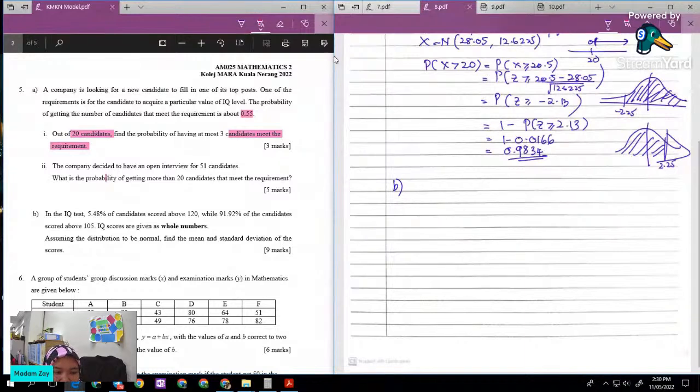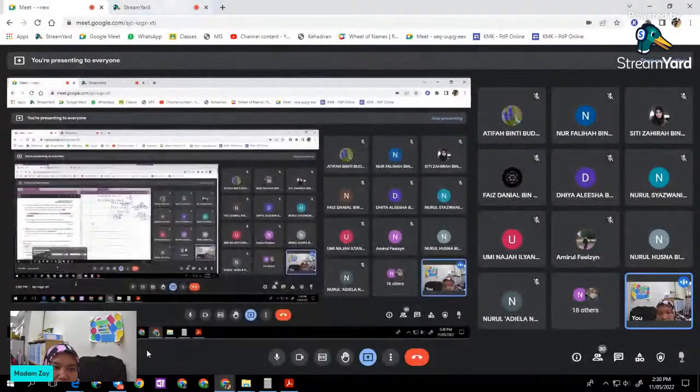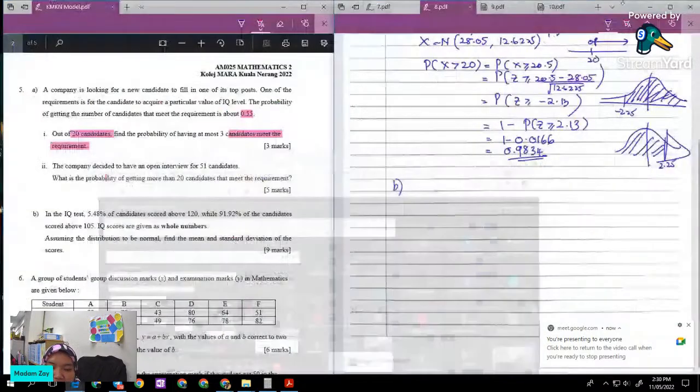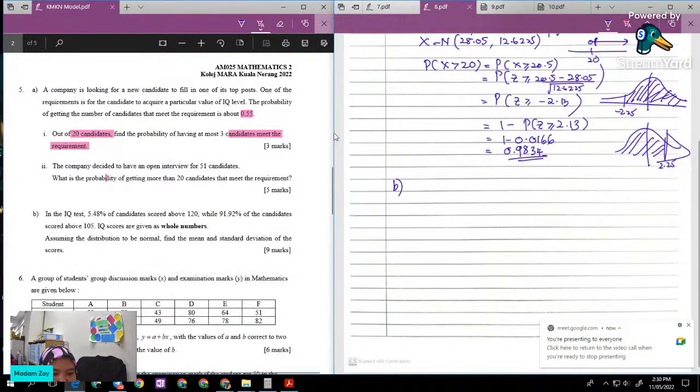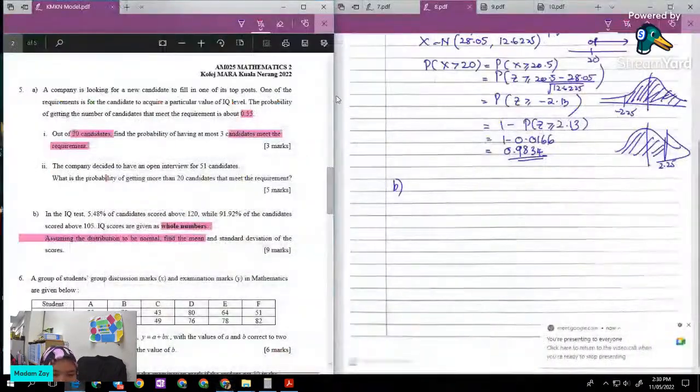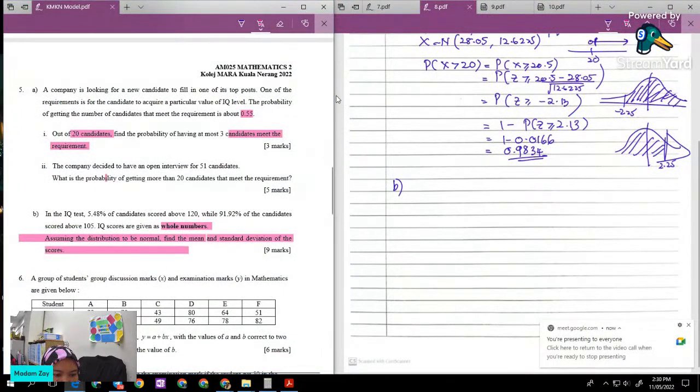Okay, so lepas tu soalan B. In the IQ test, 5.48% of candidates scored with above 120. Saya check sekejap. String dia okey tak? Okey. 5.48% candidate score above 120, while 91.92% of candidate score above 105. IQ scores are given as whole numbers. So, sekarang dia highlight kat sini whole numbers. Okay, tak apa. Assuming that the distribution to be normal, find the mean and standard deviation of the score.